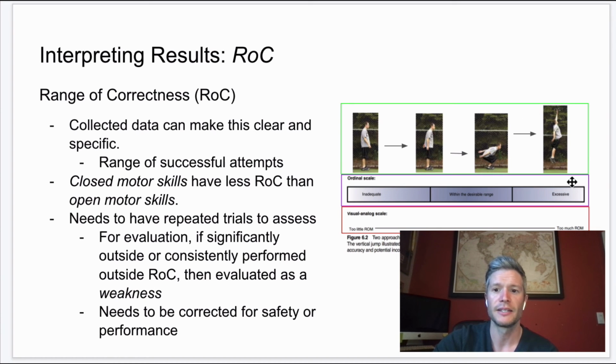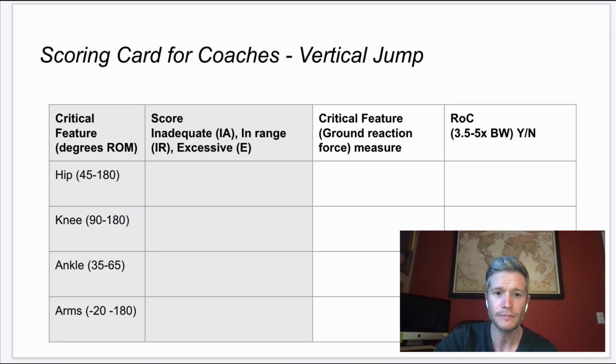And this is what you do in your evaluation phase, if you recall: once that repeated performance occurs outside of your range of correctness, well, it needs to be changed due to safety or performance, right? Okay. So when you're going through your evaluation, you've come up with your range of correctness, you've determined what's good. Now you can give some numbers, some range of motion. This is for a vertical jump, just something I kind of made up as a sample.